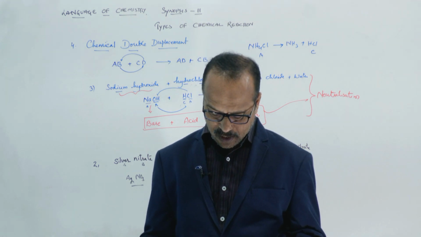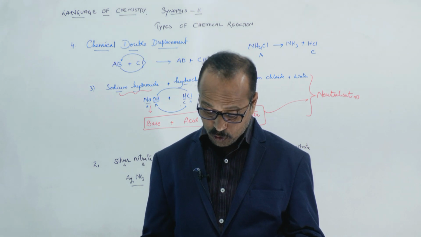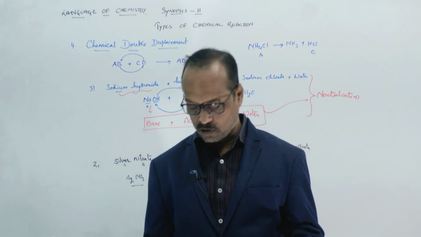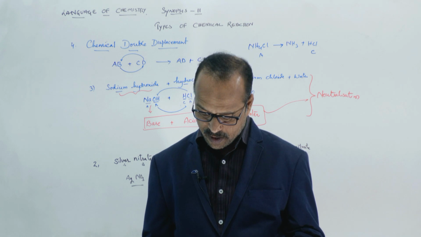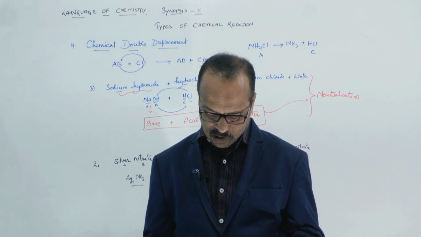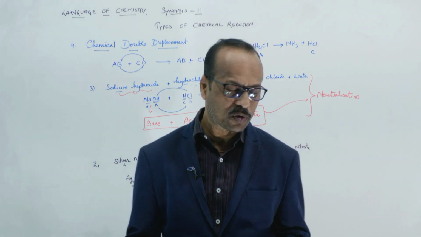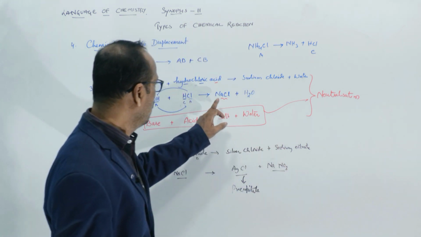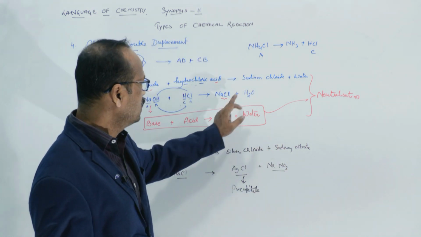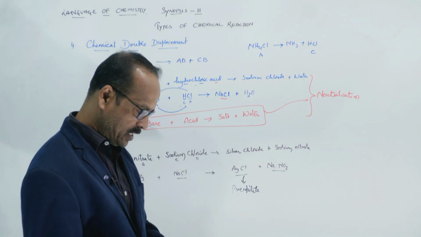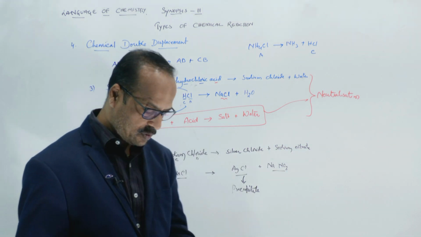Next, in the chemical reaction, both products are soluble. One of the products is a soluble salt and the other is water. This is called neutralization. So here, this is soluble and this is water. So this reaction is called a neutralization reaction. The answer is D for the 12th one.